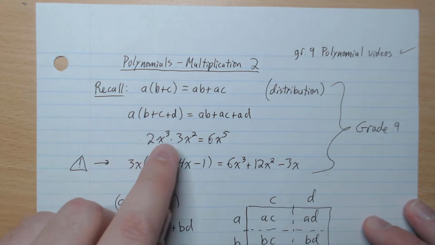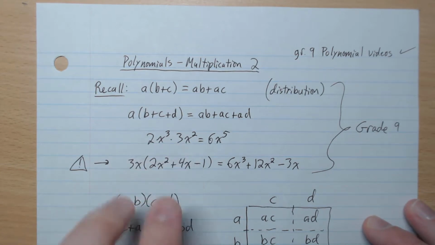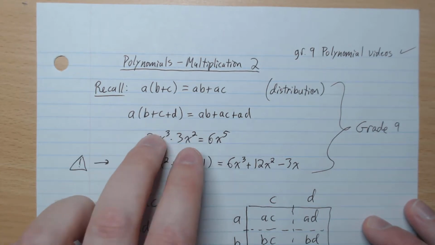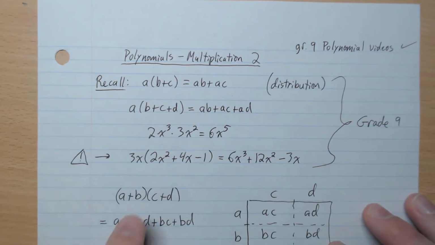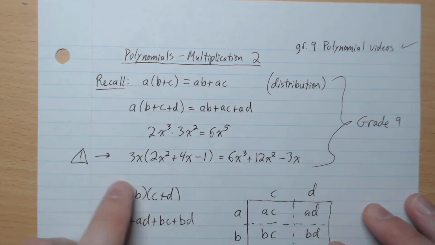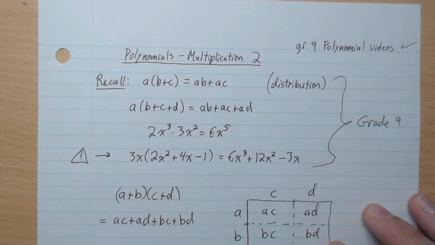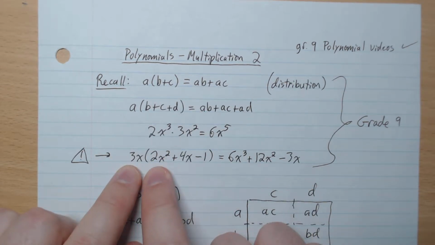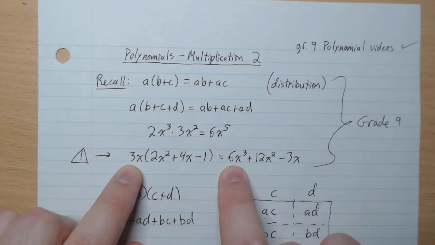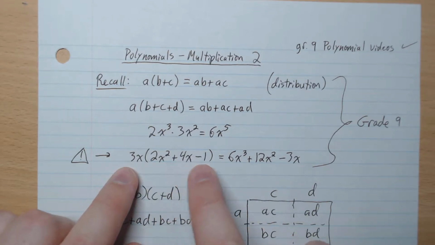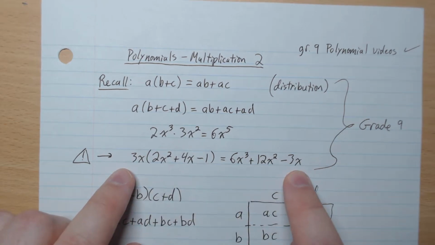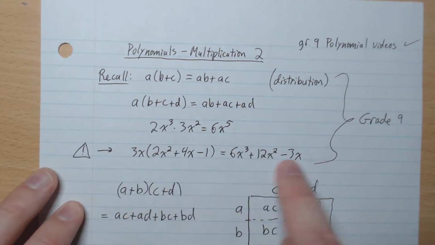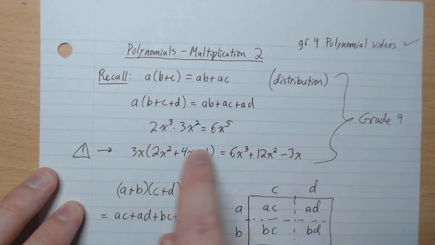And so here 2x cubed times 3x squared, so 2 times 3 is 6, x cubed times x squared is x to the fifth, like that. And then in grade 9 we practiced multiplication, distribution like this. So 3x times 2x squared is 6x cubed, 3x times 4x is 12x squared, and 3x times -1 is -3x. And this particular skill, we are going to use a lot of that today.